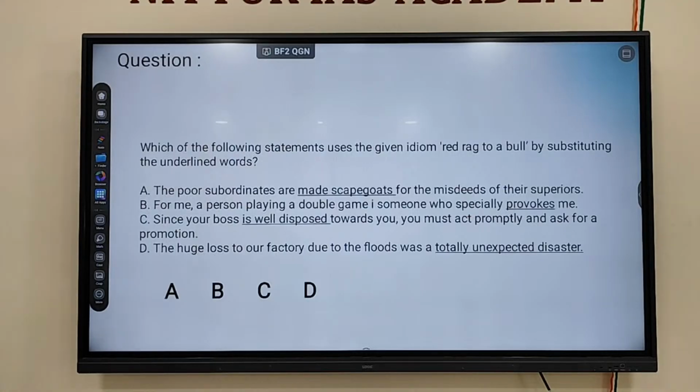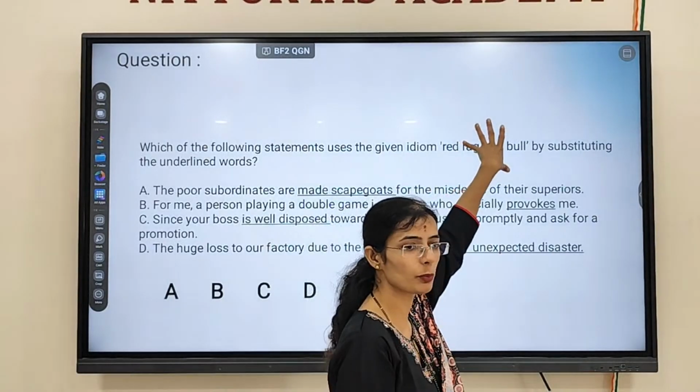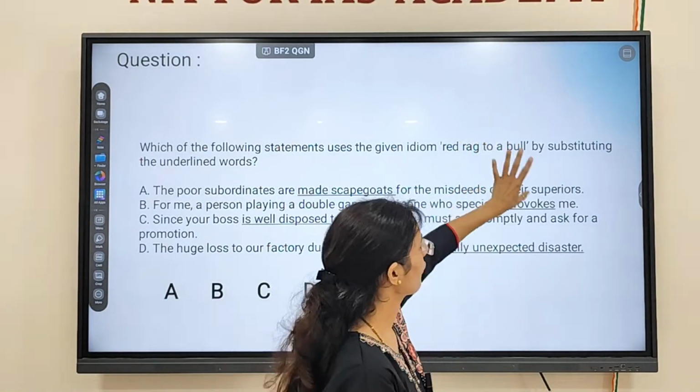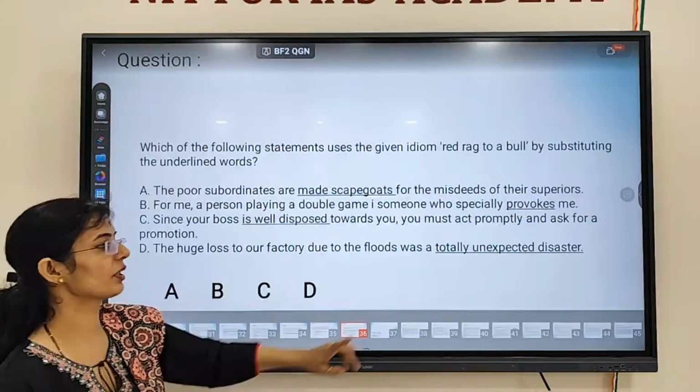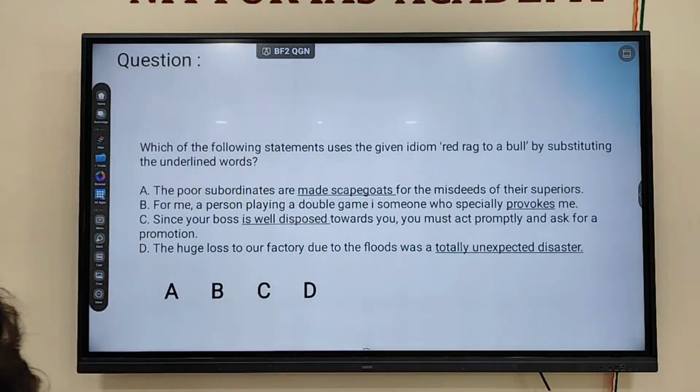Red rag to a bull. The poor subordinates are made scapegoats for misdeeds of their supervisors. See, here red rag to a bull is the idiom. In some of the sentences, the meaning of the idiom is used. Now you have to tell me which is the correct meaning of the idiom used. You got it? It's a little complicated, right? We are having an idiom. On top of that, they have used the meaning of the idiom.